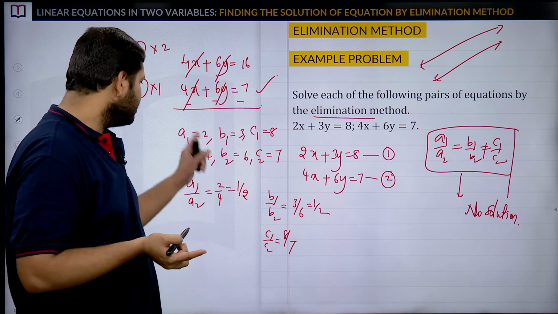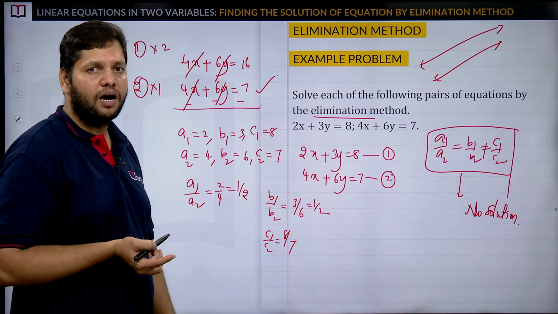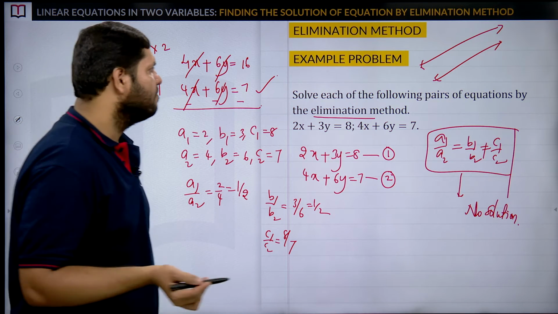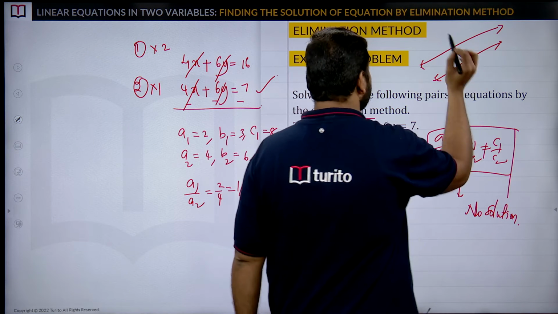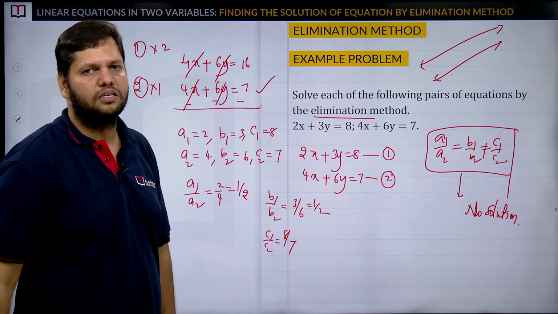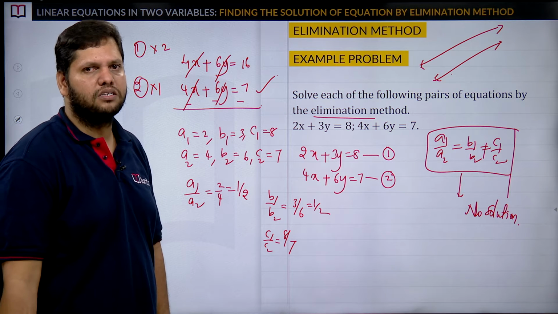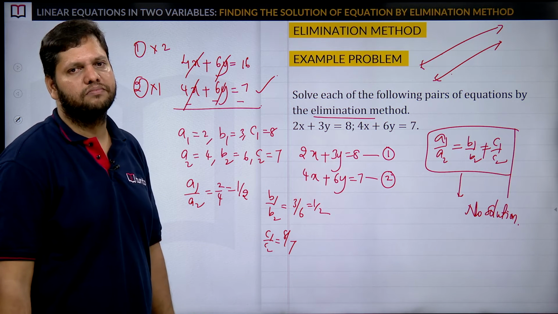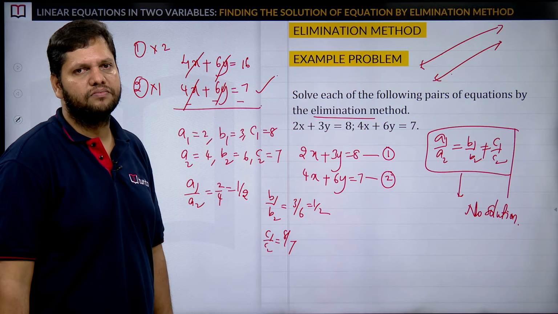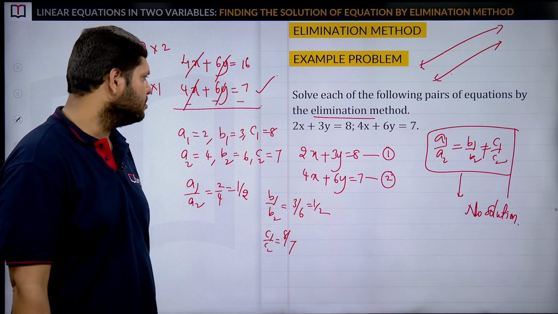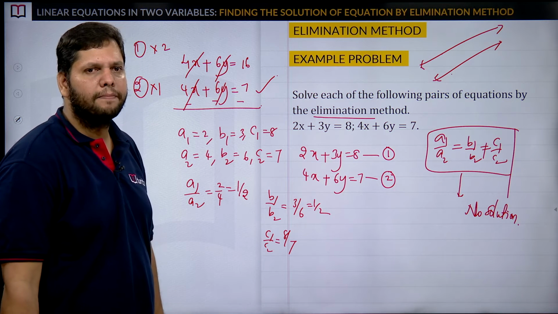Okay. So what we got, children, is that the two lines are parallel. Two lines parallel means there is no common point. No common point means what? There is no solution. Clear, children? So that is the final solution here. Okay, fine.